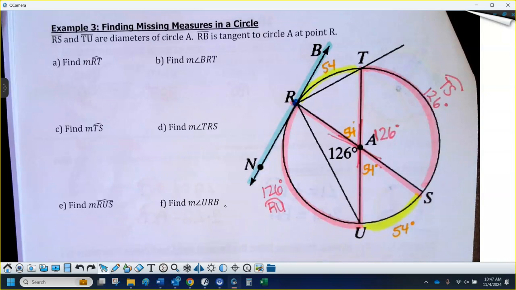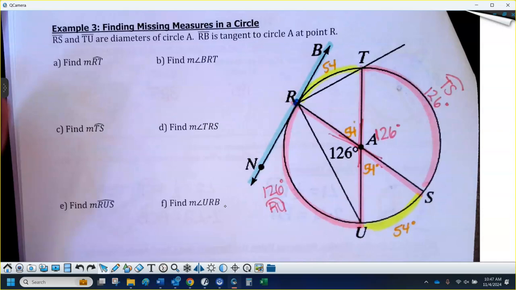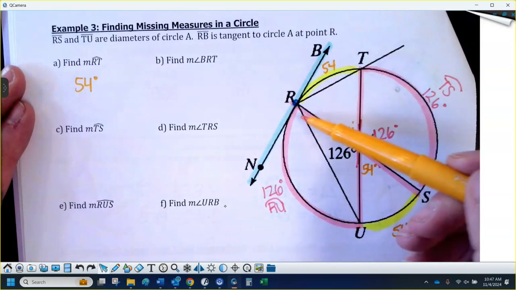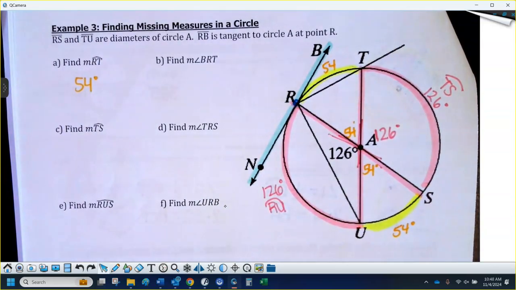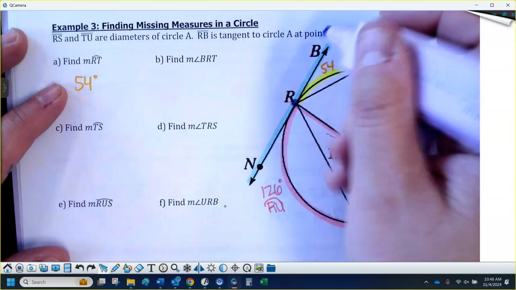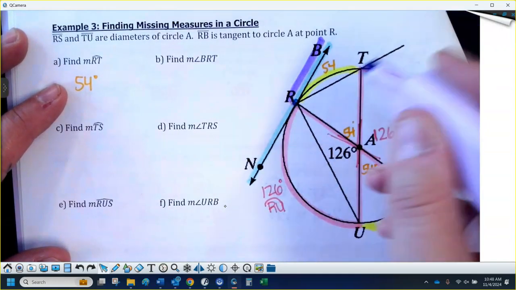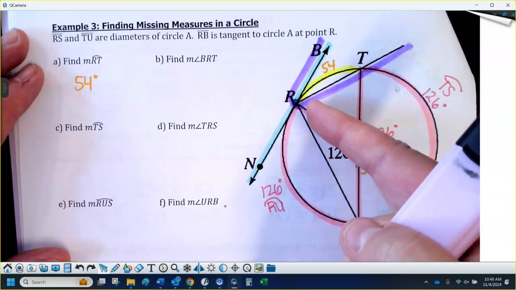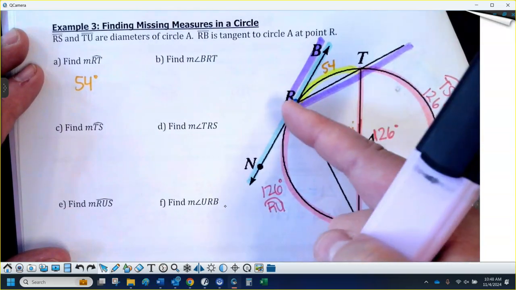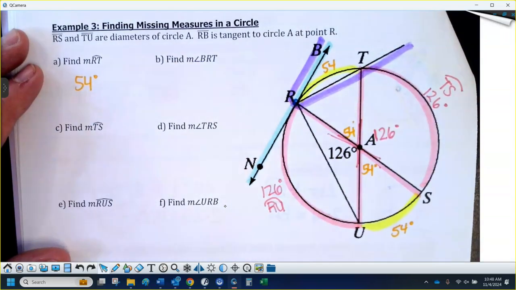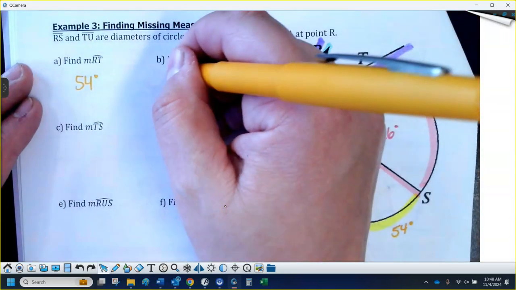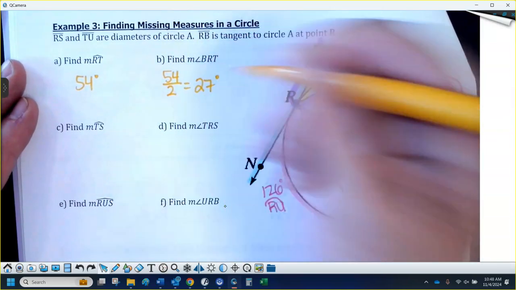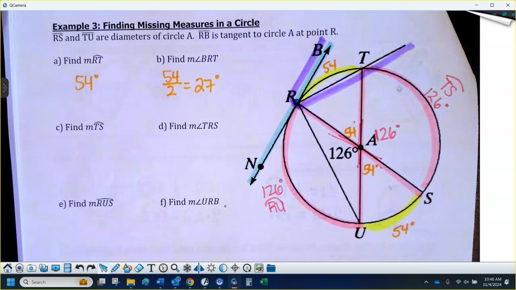Okay, now let me go over to the questions and see if I've got everything I need to answer some of these questions. Okay, RT, I got that labeled. That was 54. BRT. Now, I don't have this labeled, but we can do it. This is actually what we talked about today. So the angle, BR, here's T. That's made by a tangent and a chord. So that intercepts this little bitty arc right here that's 54. If the vertex is on the circle, you take the arc that it intercepts, which is 54, and divide it by 2. So that angle would be 27 degrees. We're just cutting that arc that it runs into in half.